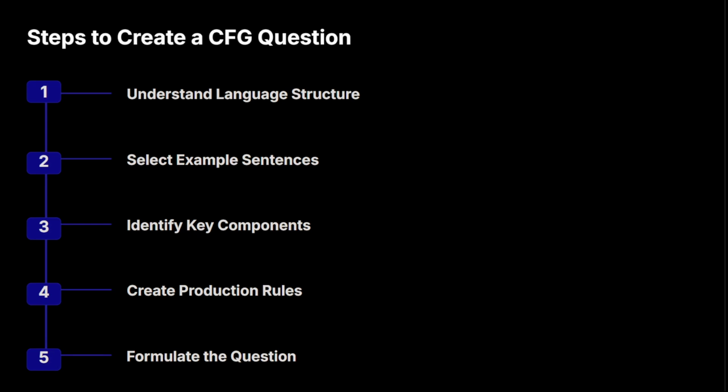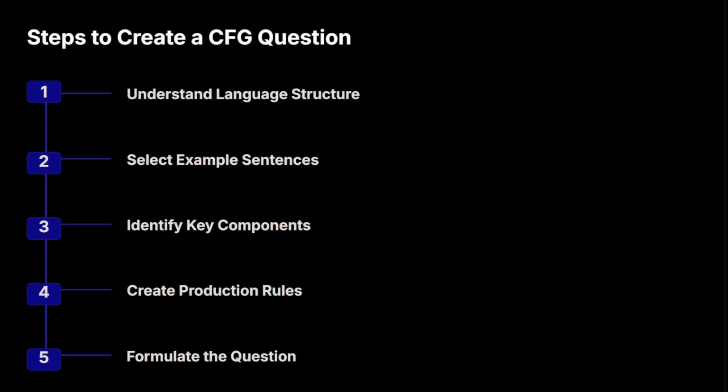Then identify key components. Break down the example sentences into key components. Identify the noun phrase, verb phrase, and other parts. Then create production rules. As we are identifying key components and selecting the example sentences, we can easily identify production rules, and we can write production rules for each part of the sentence. We can identify pronouns by key components.